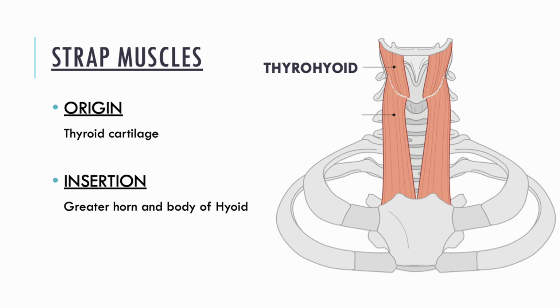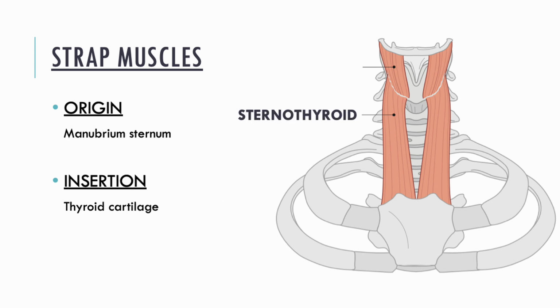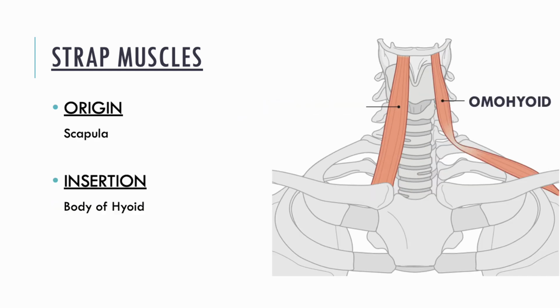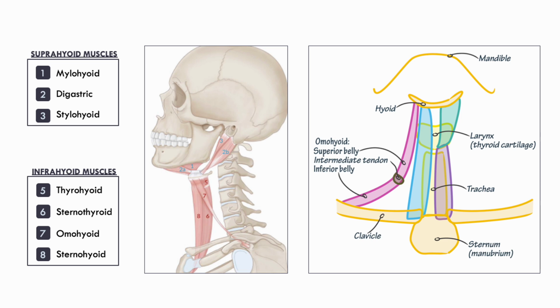It is really difficult to separate all these muscles from each other. There are a total of four strap muscles, but we can definitely identify them as a group. So the four muscles are the thyrohyoid, the sternohyoid, and the omohyoid. So this is another diagram representing the suprahyoid and the infrahyoid strap muscles.